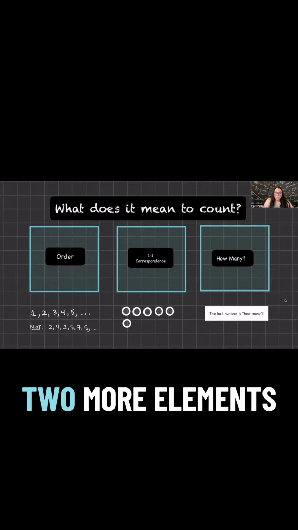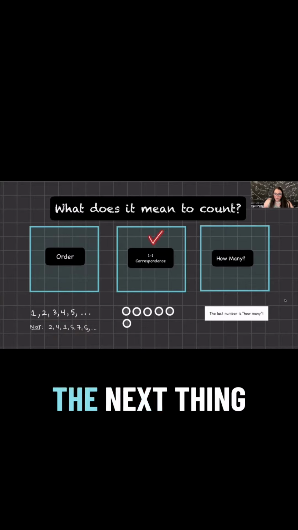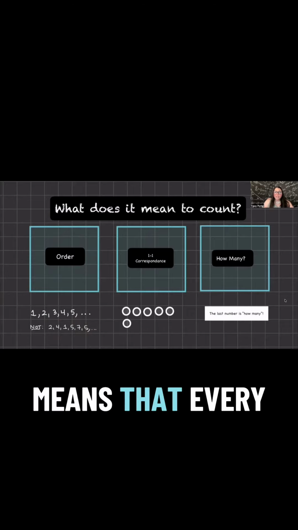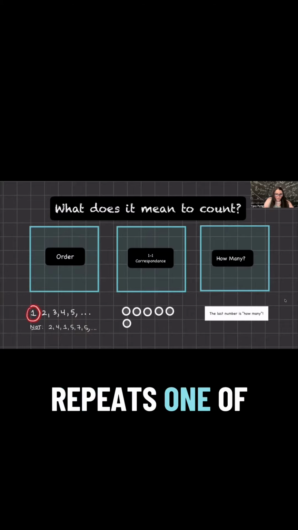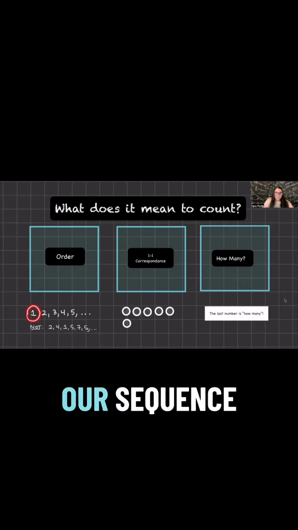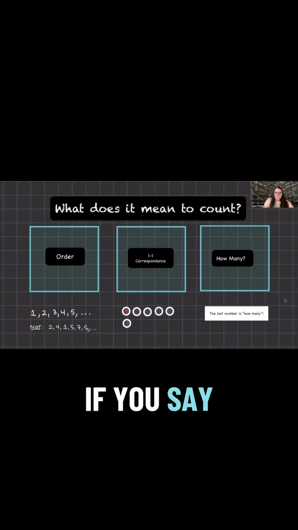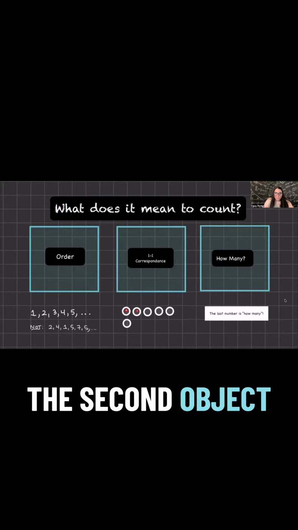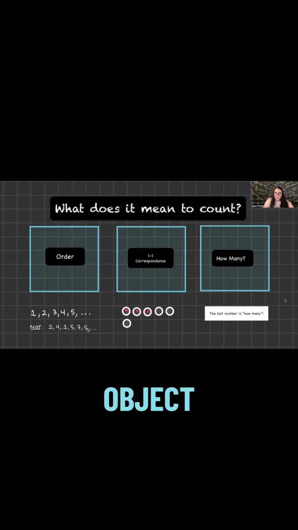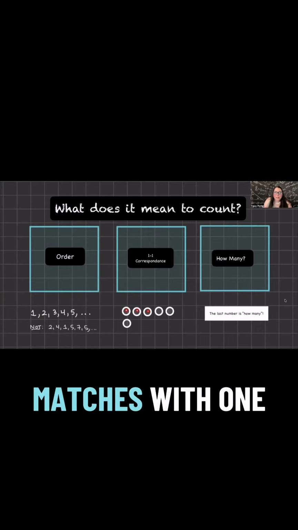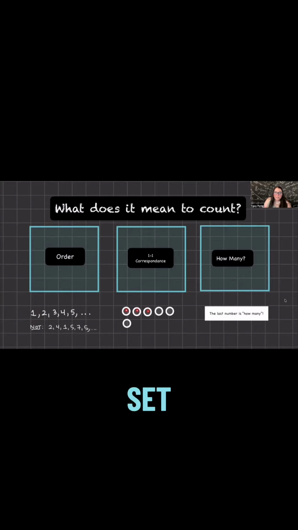But you have to look for two more elements, and the next thing is going to be a one-to-one correspondence. A one-to-one correspondence means that every time a child repeats one of the elements in our sequence, for example, 1, you should touch only one object. If you say 2, you should touch the second object. 3, you should touch the third object. So we want to make sure that one item in the sequence matches with one item in the set.